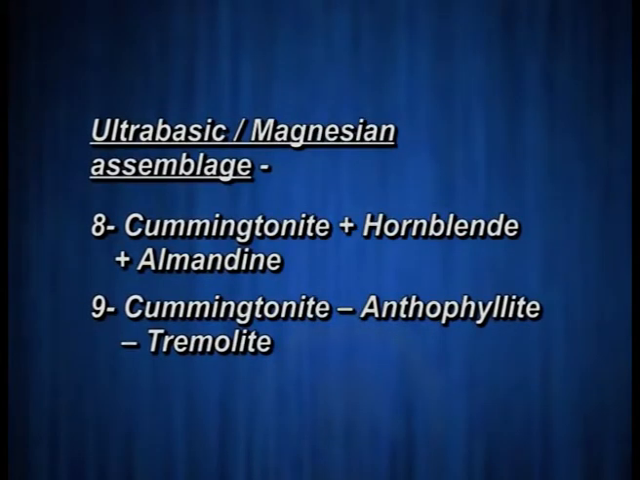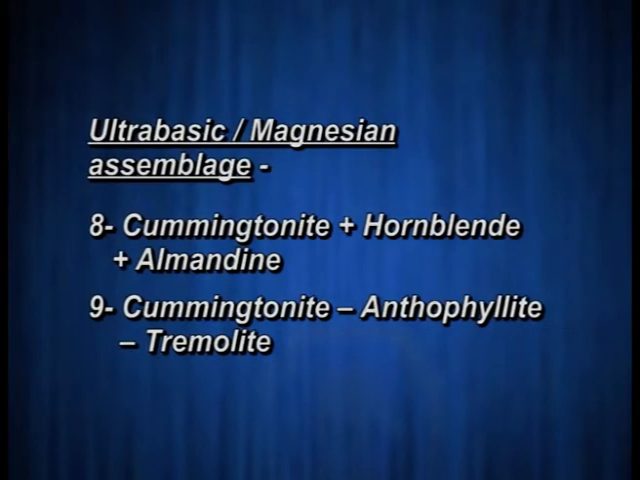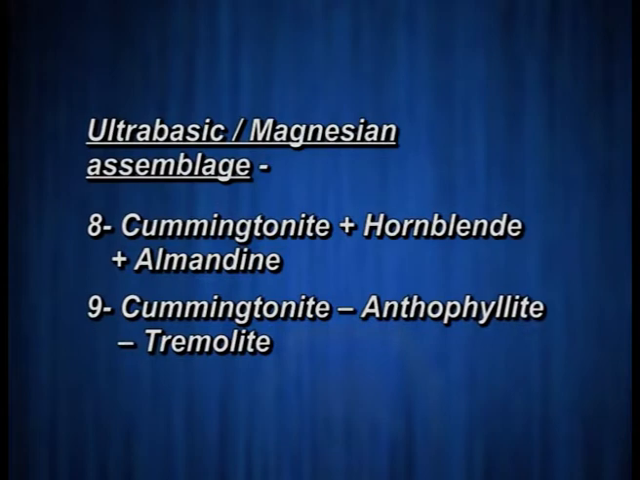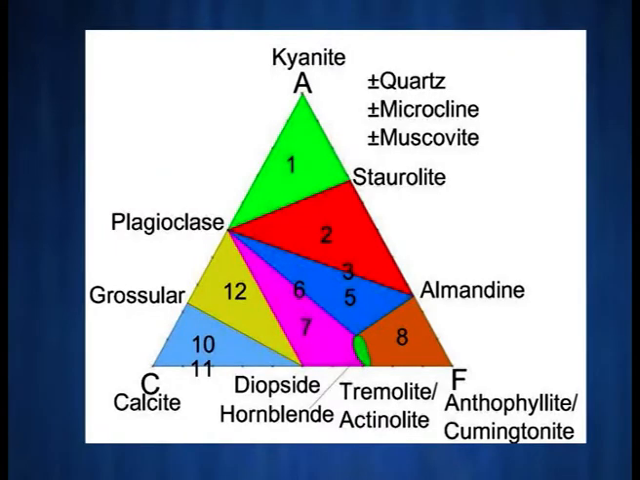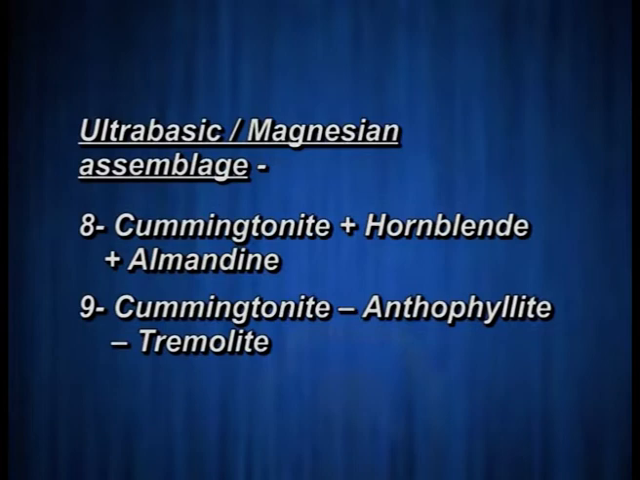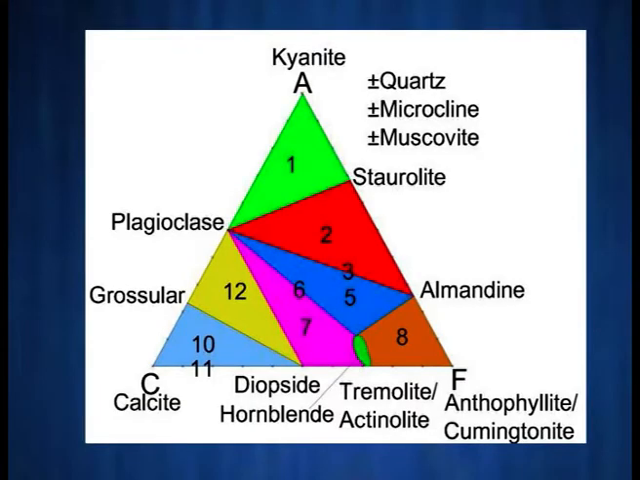Now, the next assemblage is the ultramafic, ultrabasic or magnesian assemblage. Assemblage number 8 is cummingtonite plus hornblende plus almandine. Assemblage 9 is cummingtonite, anthophyllite, tremolite.